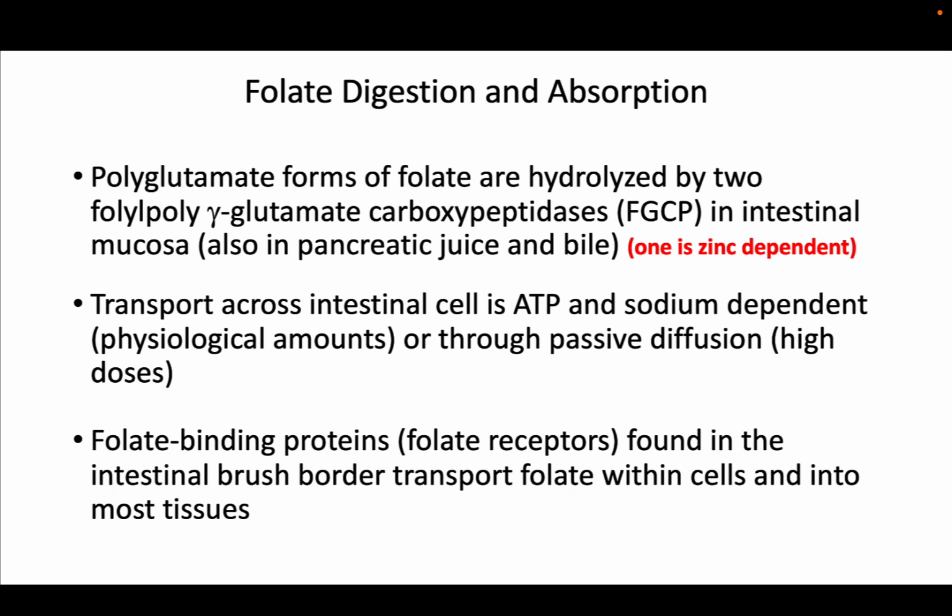In order to transport the monoglutamate form across the intestinal cell surface, typically that involves ATP and sodium cotransport. So that would be at physiologically relevant or lower doses. And then at high doses, passive diffusion is used. There are a number of folate binding proteins or folate receptors found along the intestinal brush border and within cells of most of our tissues. So folate is really critical throughout the body for cellular processes to occur.